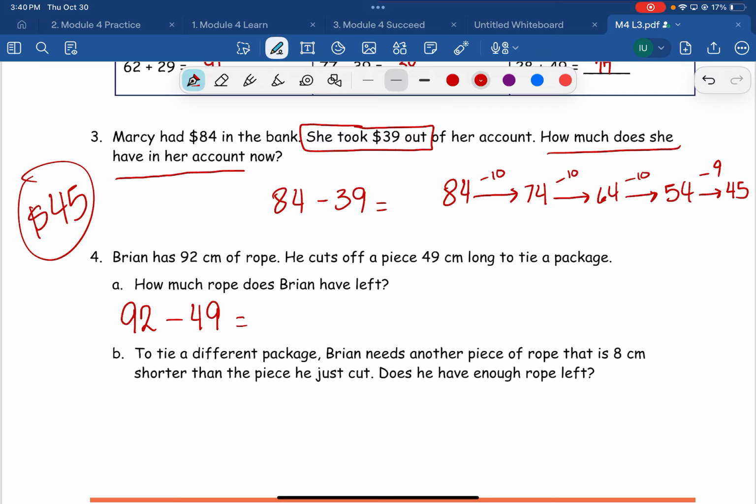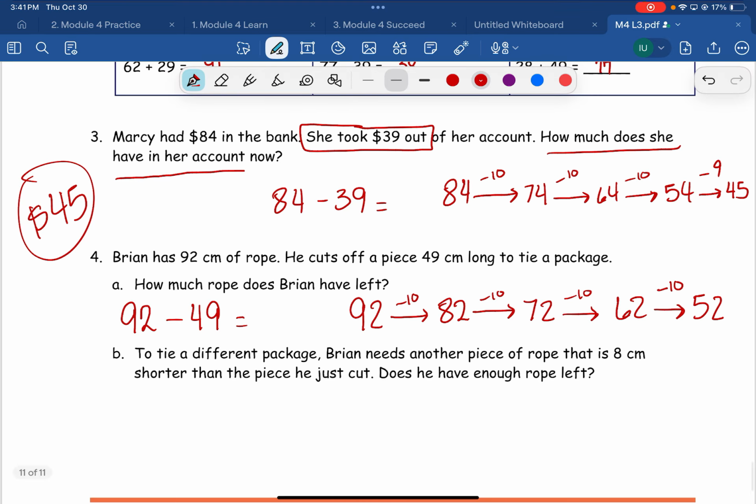So 92 minus 49. So we're going to start at 92. And we're going to take away 10. Because we're taking away 49, right? 4 tens 9. Okay, so 92 minus 10, 82. 82 minus 10, 72. 72 minus 10, 62. 62 minus 10, 52. Okay, we're not going to take away another 10.